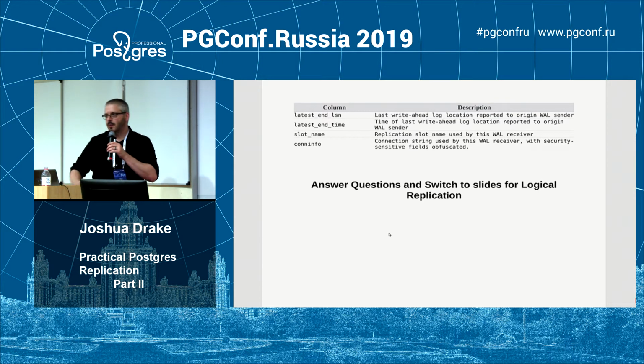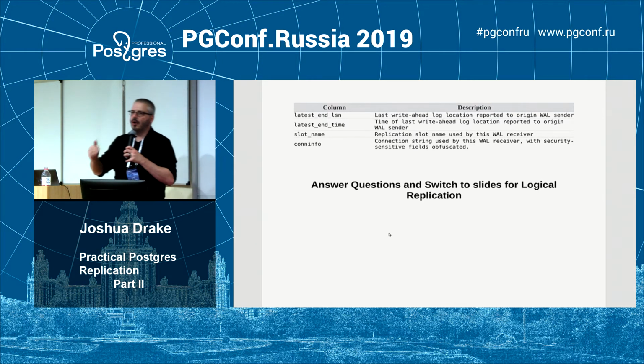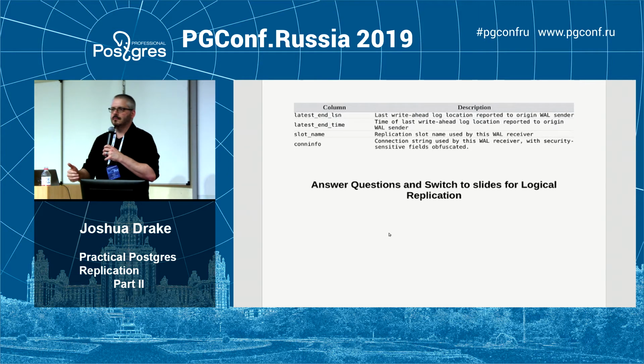Okay, so this is where we need to make an executive decision. We can move on to logical replication. But if we move on to logical replication, we likely will not have much, if any, time for questions. So are there questions that we have now that are of consequence, or do we want to move on to logical replication?